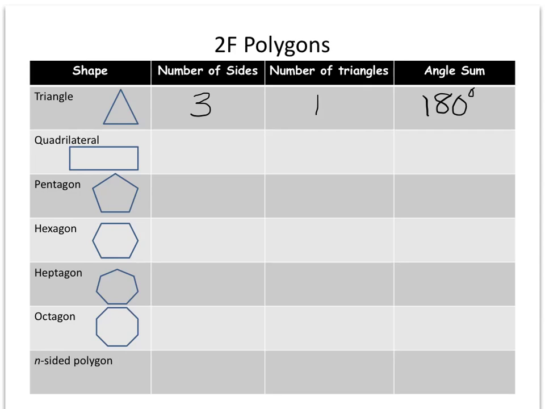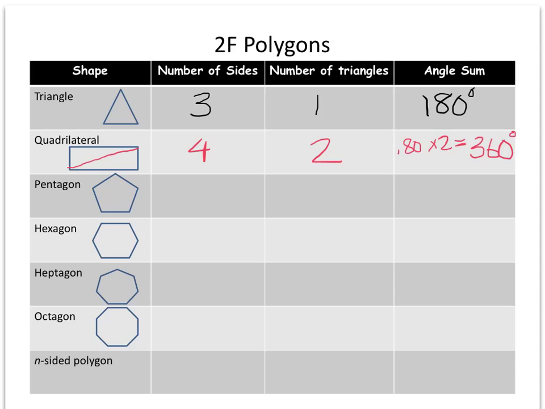Okay, next one is a quadrilateral, and a quadrilateral has 4 sides, and the number of triangles we can divide a quadrilateral into, so sorry, that's quite a bad looking line. I'll try that one more time. Okay, so if we were to go from one corner to the next, you'll see that a quadrilateral can be divided into 2 triangles. And so the angle sum is 180 degrees times 2 triangles, which equals 360 degrees.